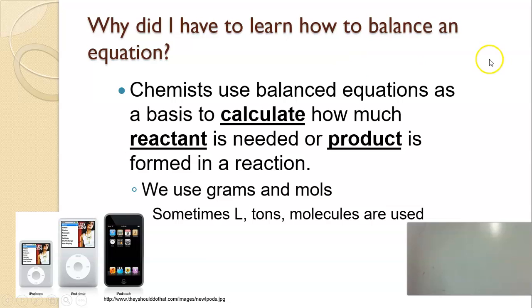Why did I have to learn how to balance an equation? Well, law of conservation of mass. What you start with, you end with. You have to account for that mass somewhere. Chemists use balanced equations to calculate how much reactant is needed in order to make a certain amount of product. We'll use grams, and we'll have to convert everything into moles. Sometimes we'll use liters. It just depends on what we're going from and what we're going to.